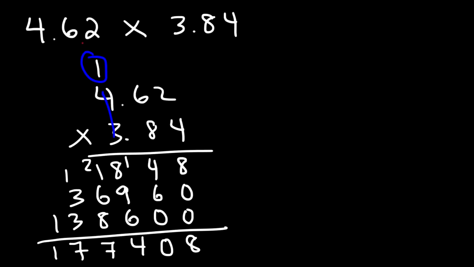Now notice that we have a total of 4 digits to the right of the decimal point. So in our answer, we should have the same thing. So our final answer is 17.7408.